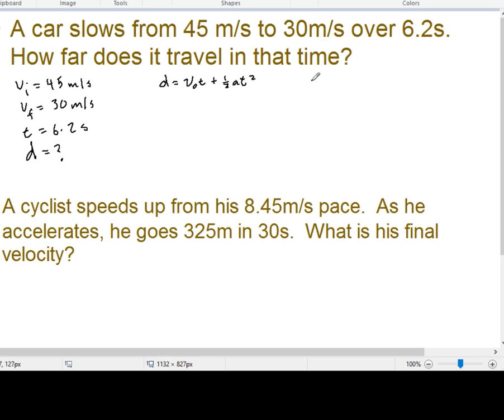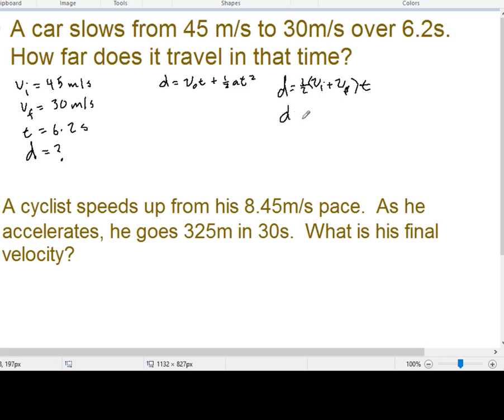Well, if we take VI plus VF and we take half of that, that would be our average, and then we multiply it by our time. If we take average speed times time, that's going to give us our distance. So this would be a formula that we could use on this one.